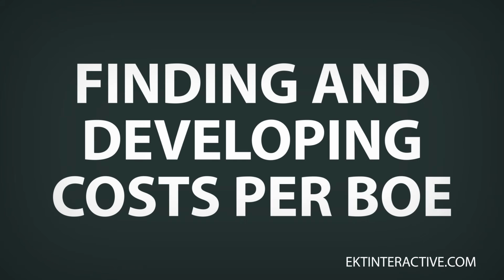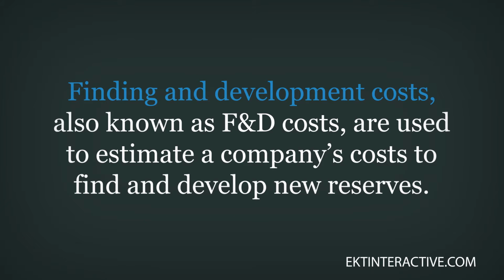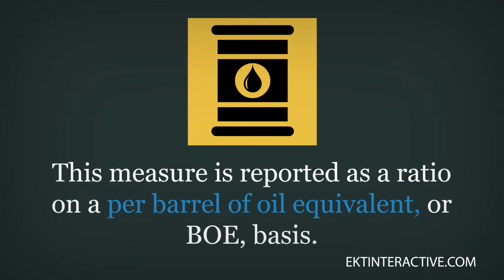Next, we'll look at some of the operational metrics that are commonly used to evaluate an E&P company. Finding and development costs, known as F&D costs, are used to estimate a company's cost to find and develop new reserves. This measure is reported as a ratio on a per barrel of oil equivalent, or BOE basis.